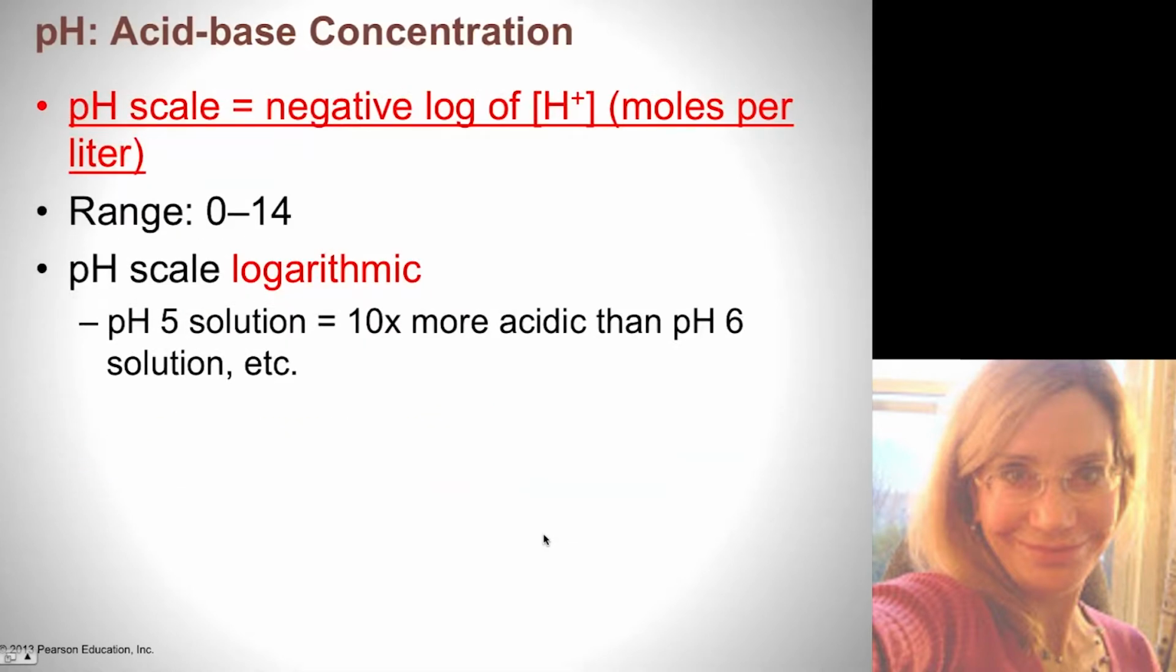The pH scale is actually a negative log of the hydrogen ion concentration, in moles per liter. So as the concentration of hydrogen ion goes up, the number on the pH scale goes down. And so we're going to be looking at this pH scale. Remember, it's in the range of 0 to 14, and the pH scale is logarithmic. In other words, a pH of 5 is 10 times more acidic than a pH 6 solution.